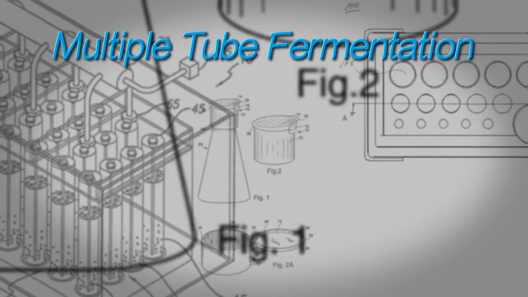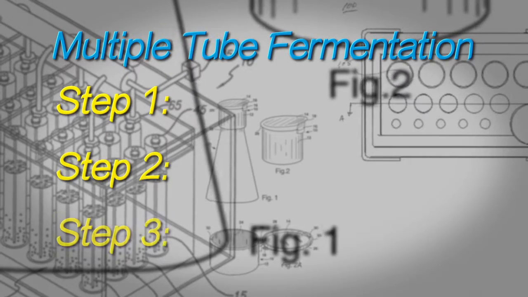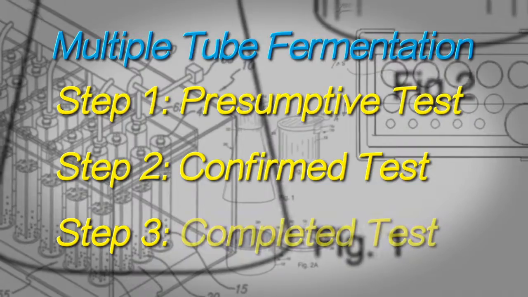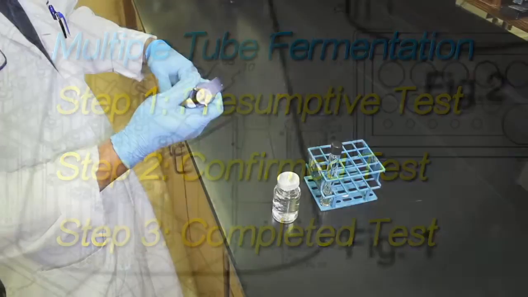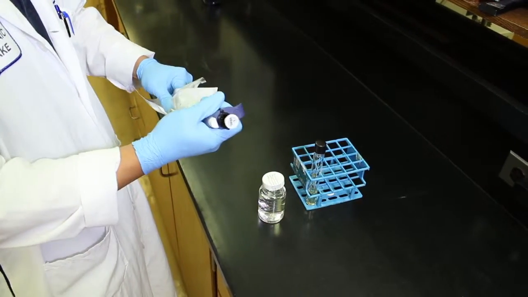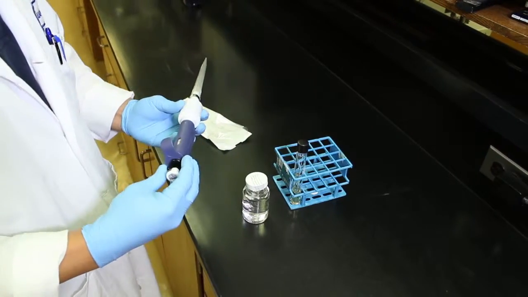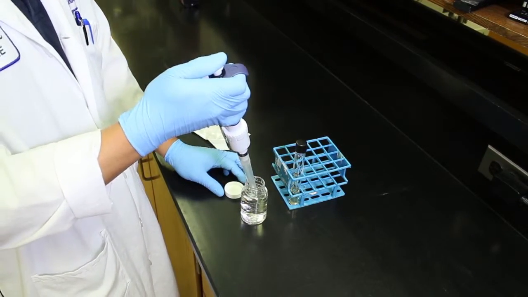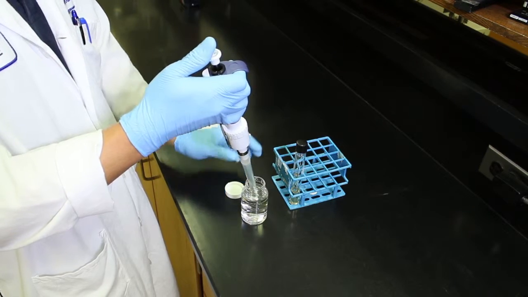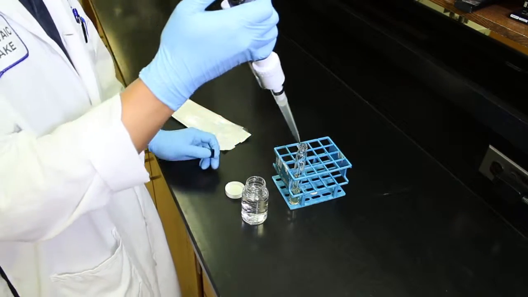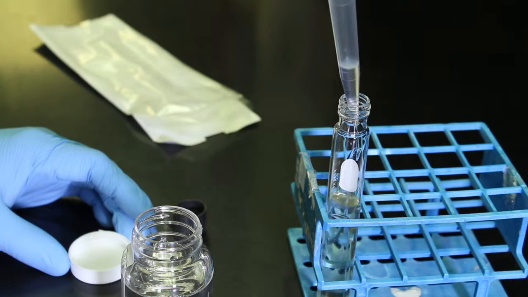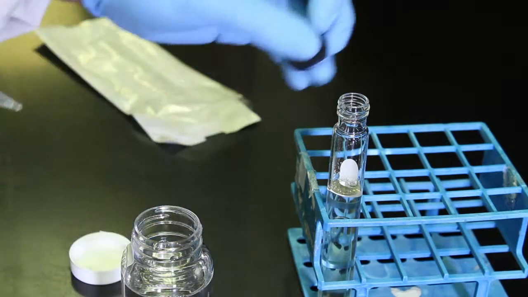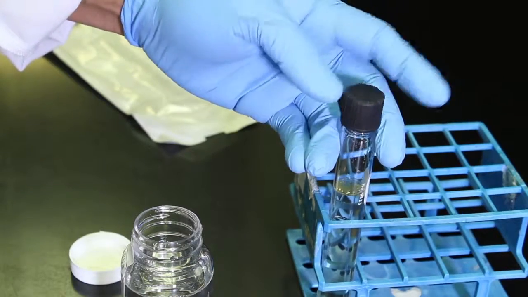The multiple tube fermentation analysis has three steps: the presumptive test, the confirmed test, and the completed test. The analysis begins with the presumptive test. Here, a 10 milliliter sample of water is carefully added into a sterilized test tube containing the lauryl tryptose broth. If coliforms are present in the sample, they will use this sugar as a food supply and will produce carbon dioxide gas as a waste product.